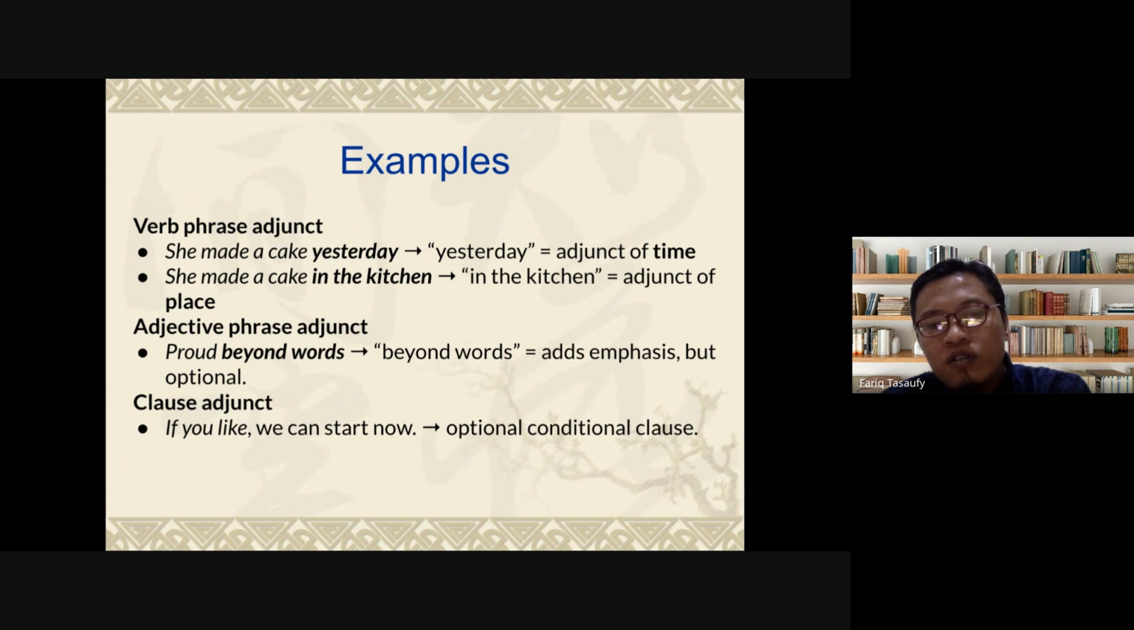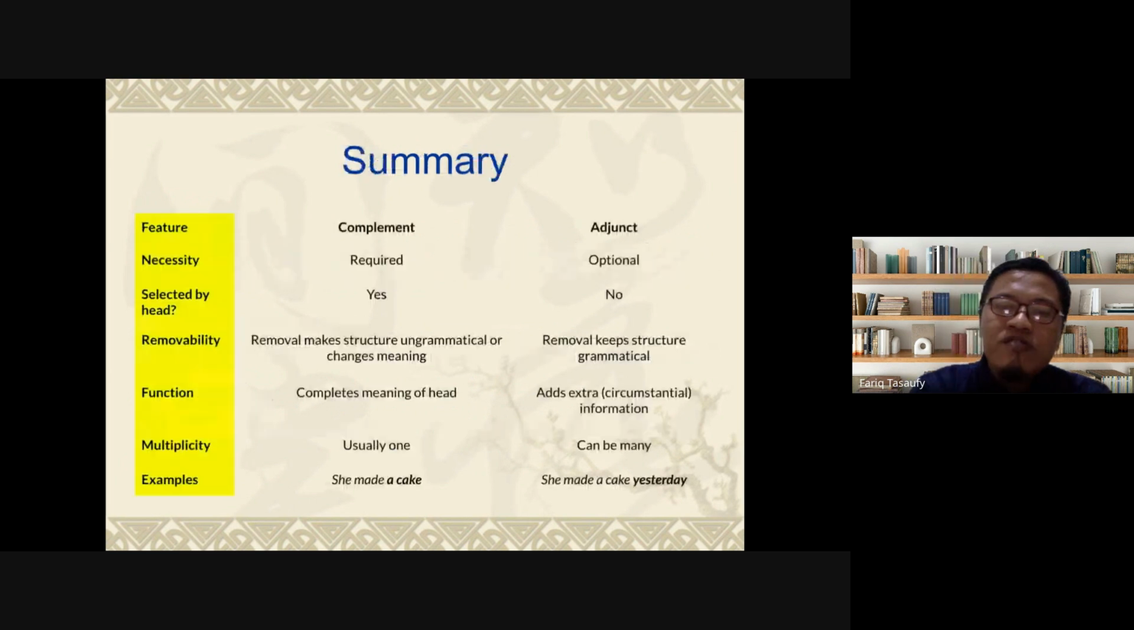But here I want to tell you that the adjunct is optional, not an obligatory one. It is different from the complement. So in summary, when we see the features that distinguish the complement and the adjunct, we know that a complement is required. It must be there in the sentence structure. But an adjunct is optional.